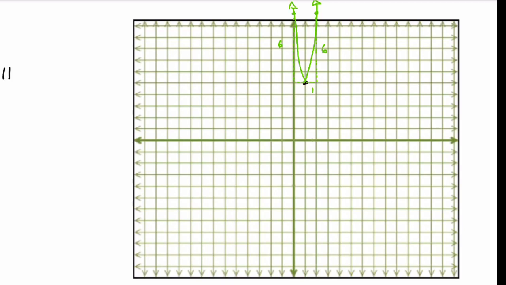So because it's opening up, this point, the vertex, is the lowest point, which we're going to call the minimum value. And the minimum value is always the y value of the vertex, which in this case is 5. And it occurs when x equals 1. So when you state a minimum value and when it occurs, it's always the minimum value is the y value, and it occurs when the x value is the x value of the vertex.